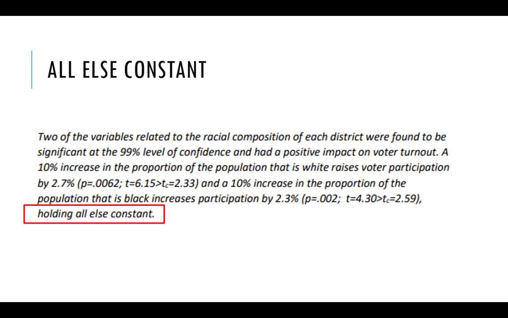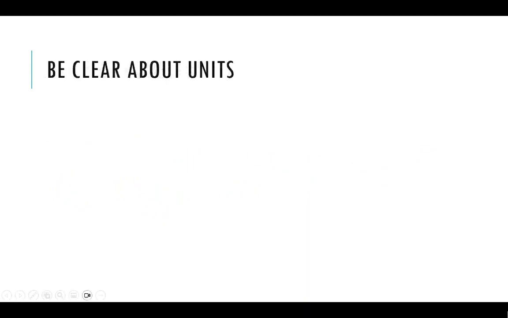Now, do you need to say it in every single sentence? No, but you need to be clear that when I discuss this result, it's all else constant. So notice I've combined two different results, holding all else constant. Or you can say all else constant. Both are okay. The next thing related to having good interpretations of your coefficients for those significant variables, you need to be clear about units.